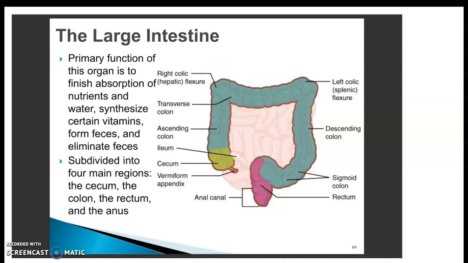The large intestines is divided into four main regions: the cecum, the colon, the rectum, and the anus. The ileum from the small intestines meets the first segment of the large intestine, which is the cecum. The cecum is smaller compared to the rest of the large intestine. Its main function is to absorb fluids. The cecum then connects to the colon.